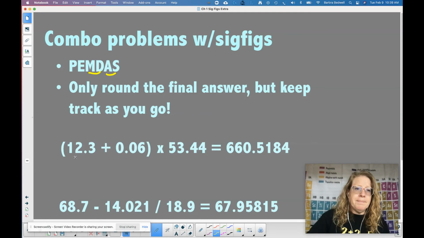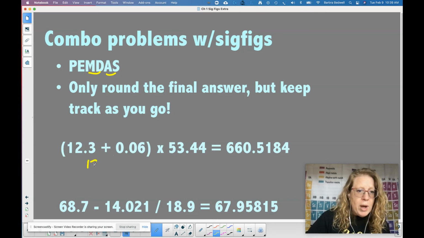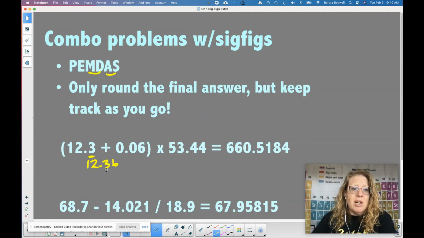So with this one, again, PEMDAS applies. So we're going to take a look here. We have to do our parentheses first, and then we multiply. So 12.3 plus, I got to get my calculator on, 12.3 plus 0.06 gives us a value here of 12.36. Now, what's our least significant digit? Our least significant digit is here, right? It would be like 12.4.